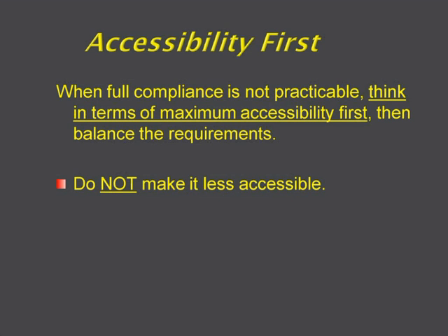And always think accessibility first. Think in terms of maximum accessibility first, then balance your requirements. I talked about this a little bit earlier. When you look at standards, you don't want to start playing the game of, well, what's more important? Is it the dimensions of the landing or the turning space, or is it the running slope or the cross slope? If I have to sacrifice, which one do I sacrifice?